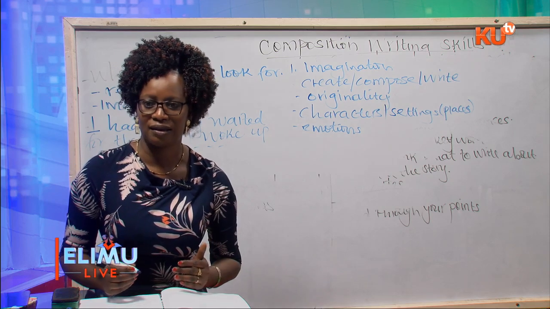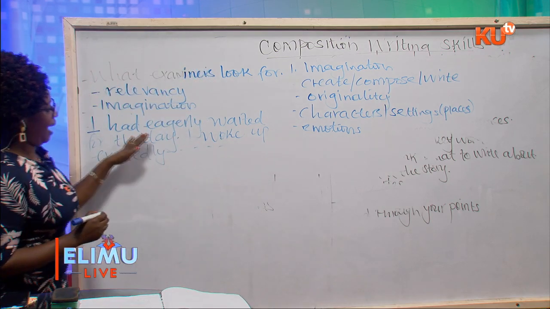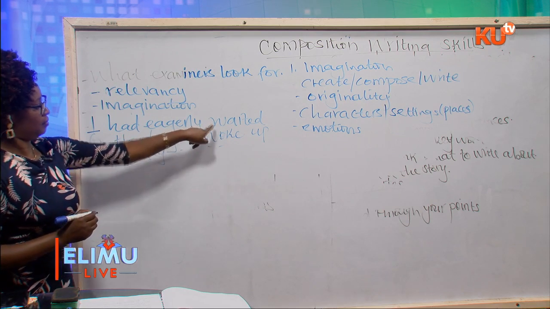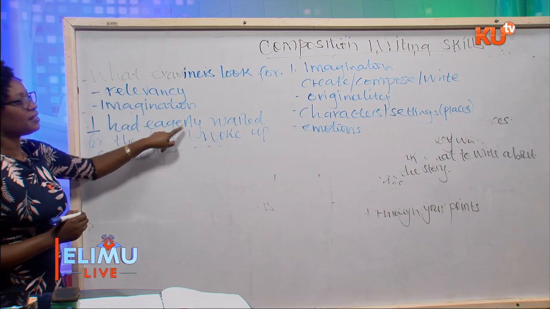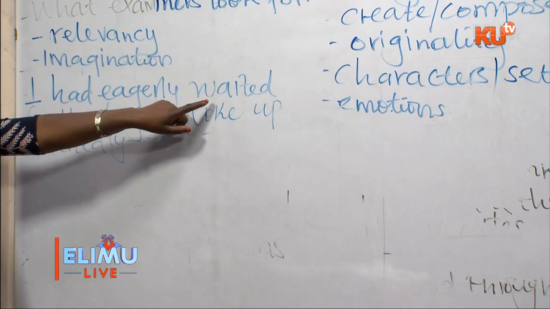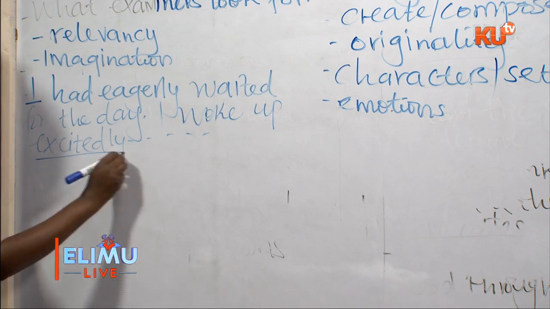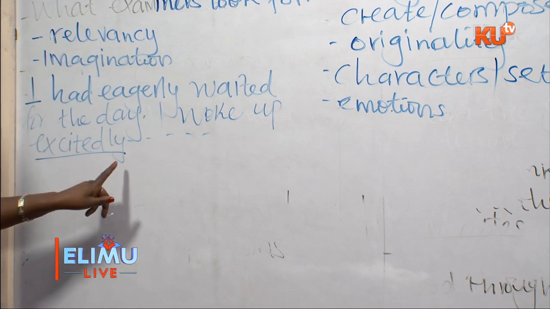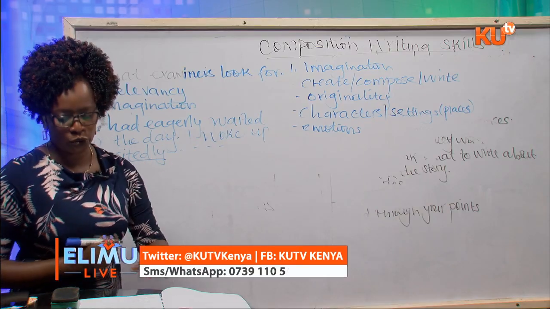Some emotions are given. For example, in this composition, "I had eagerly." This is, you had longed for the day. You had anticipated this day. I had waited for the day. I woke up excitedly. Already the emotions are given. In some of the compositions, you can create your own emotions.